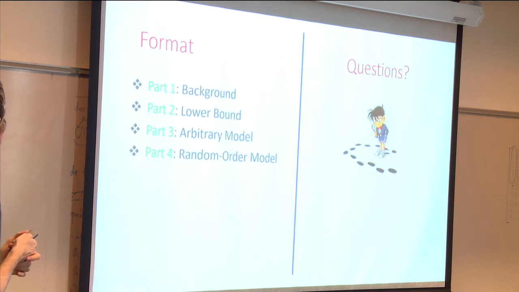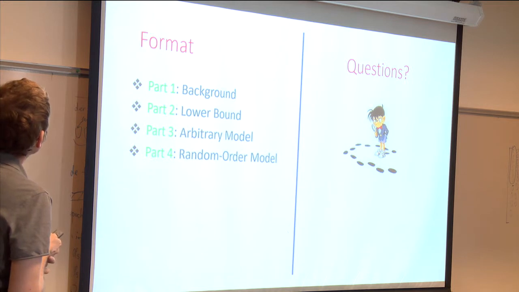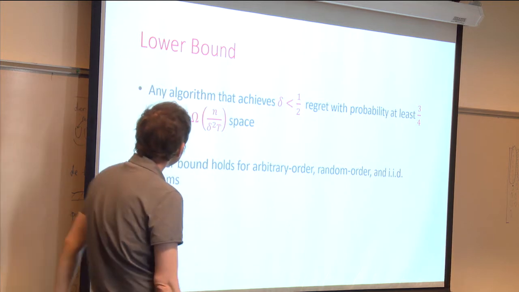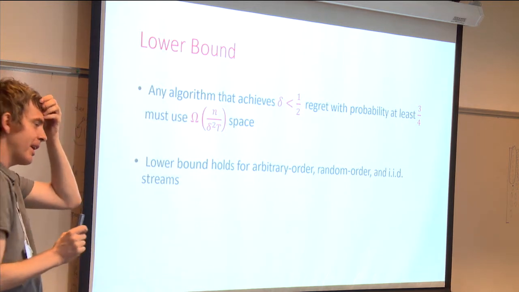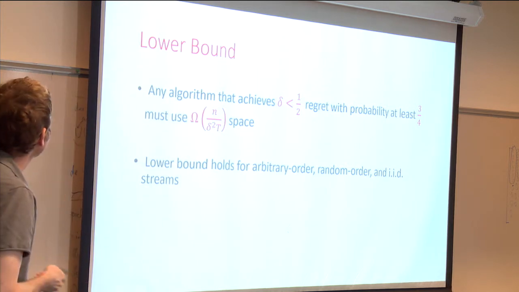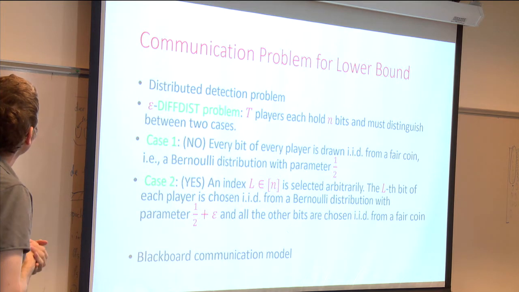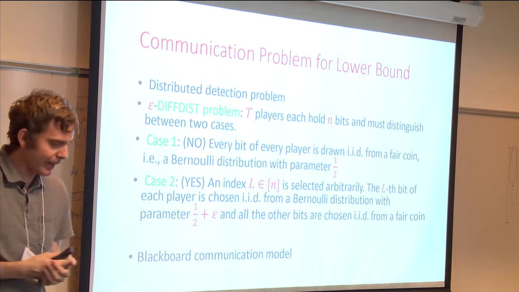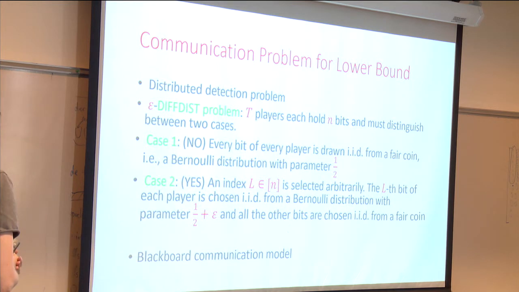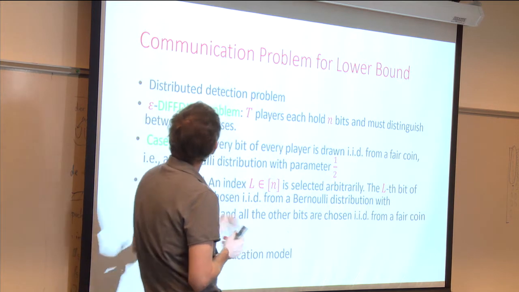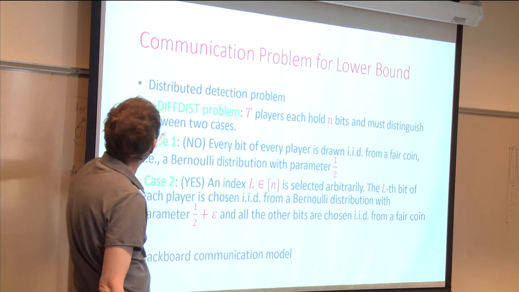Yeah. So let me just go over the techniques. Let me start with the lower bound. So again, this is an n over delta squared t lower bound for regret delta on the memory. And we're going to define a communication problem and use it as a lower bound for streaming. And I'll call this a distributed detection problem. So the notation is epsilon diff dist.